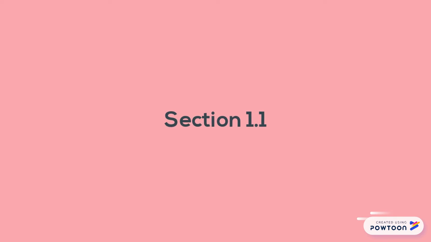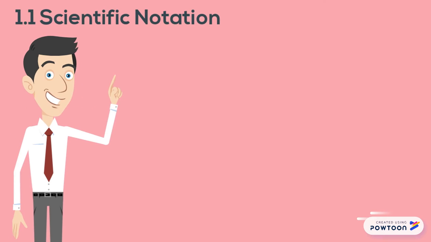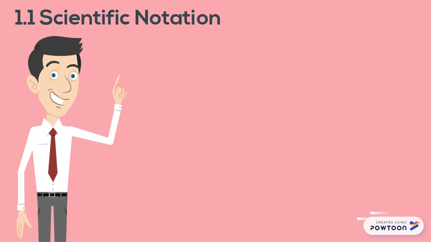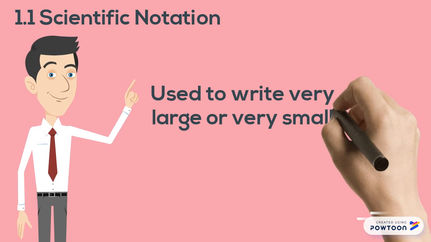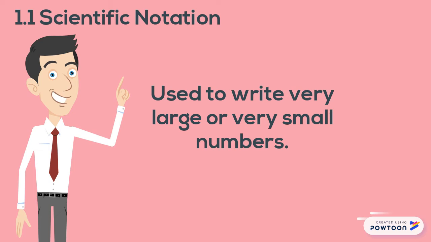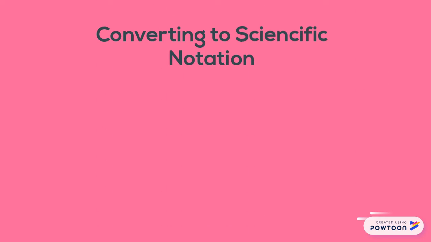The next section in 1.1 is titled Scientific Notation. Scientific notation is used to write very large or very small numbers. Converting a number to scientific notation is relatively easy.